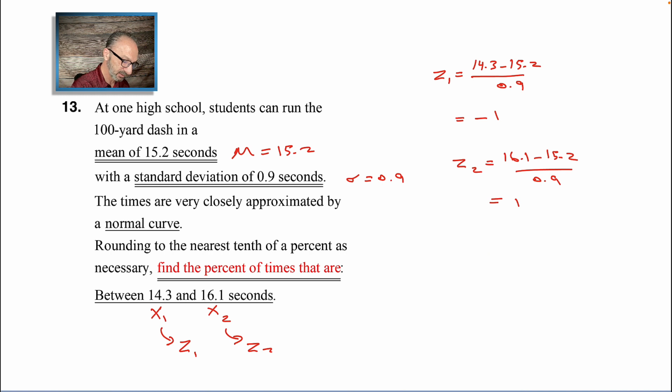So what does that mean? It means the following. So here's a quick sketch of the graph. This is when z equals 0.